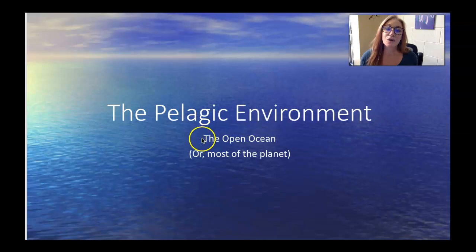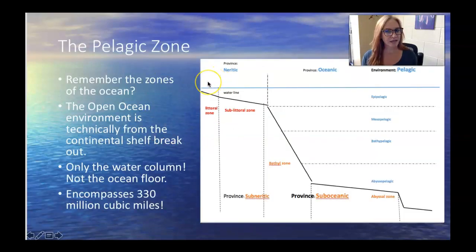Okay. We're going to talk about the abiotic factors in the pelagic environment today, meaning what parts of the physical environment in the ocean affect the things that can live there. So here we go. Okay, so what is the pelagic zone? What is the pelagic environment, the pelagic ecosystem?